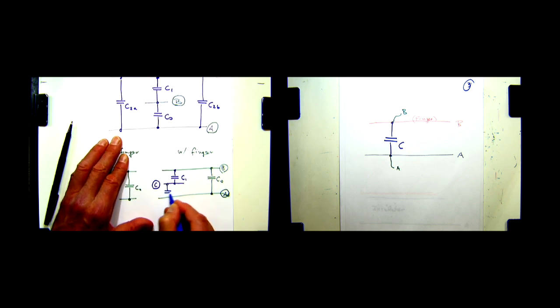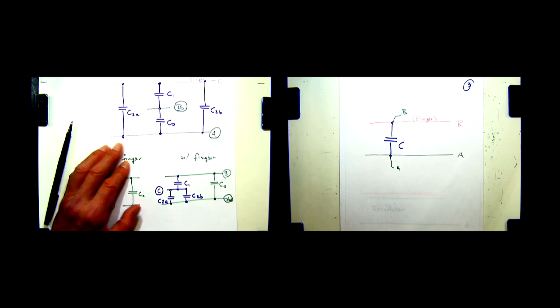And here we have another one, C2B. So that's with the finger. And notice this diagram is exactly the same as the diagram we had up above. It's just redrawn a little bit, which makes it easier to see series and parallel. Yes, you have a question.